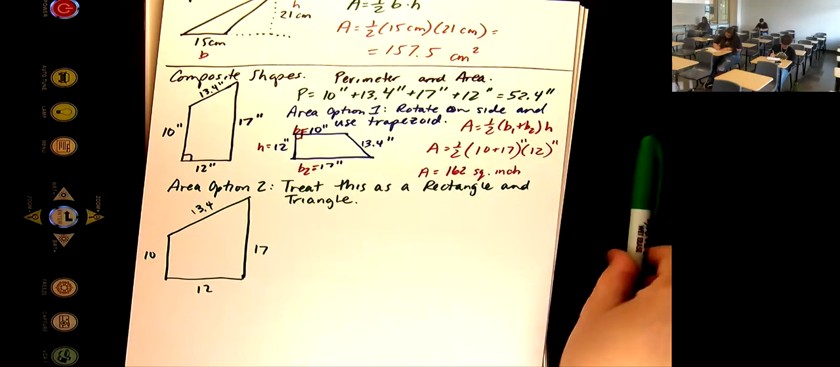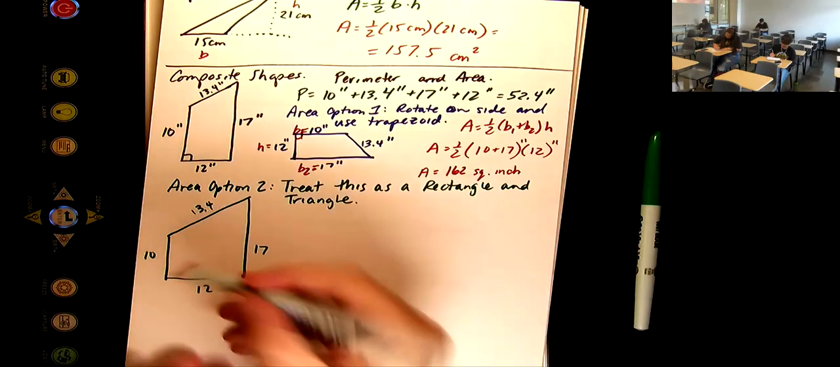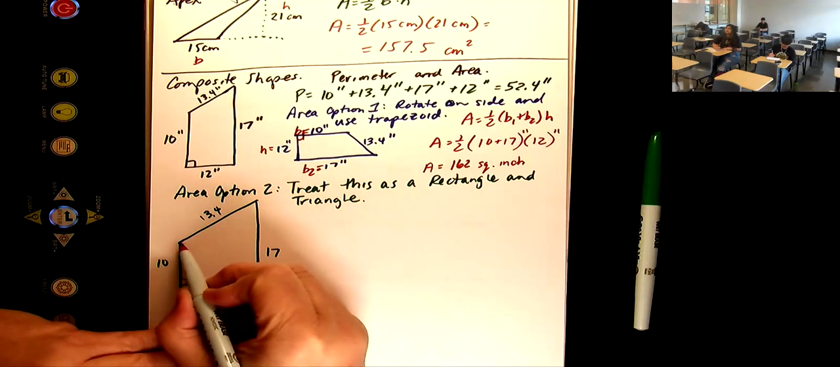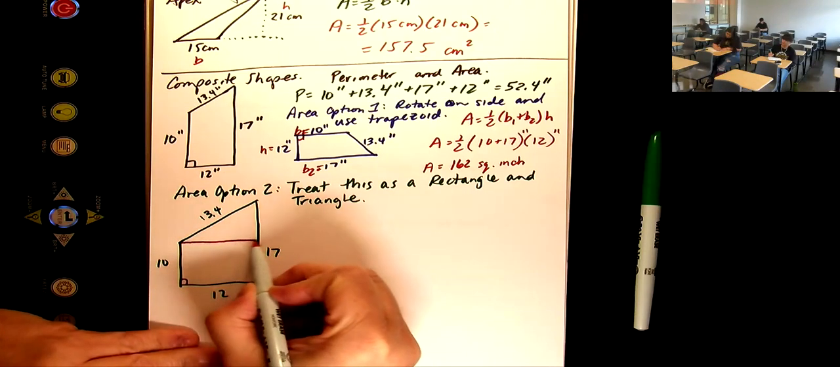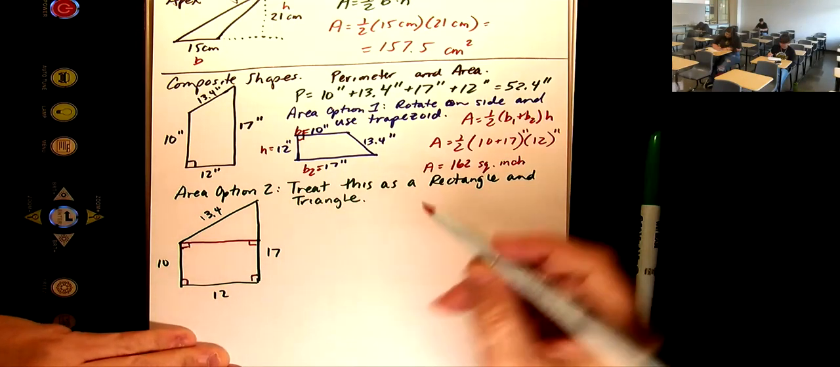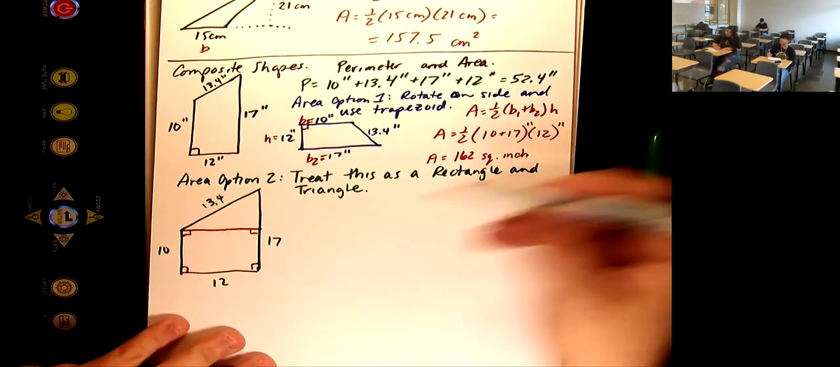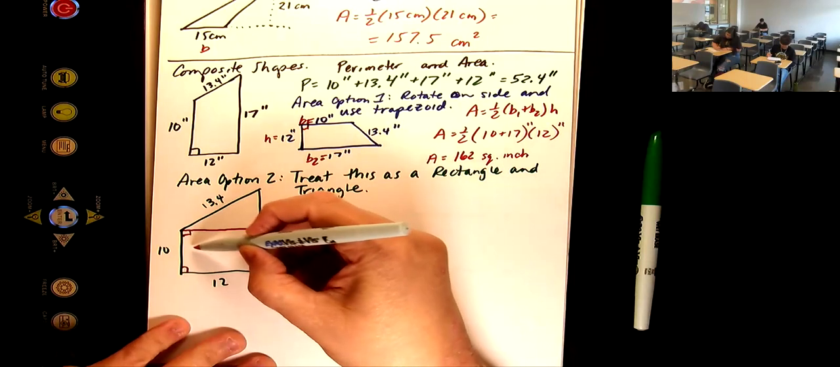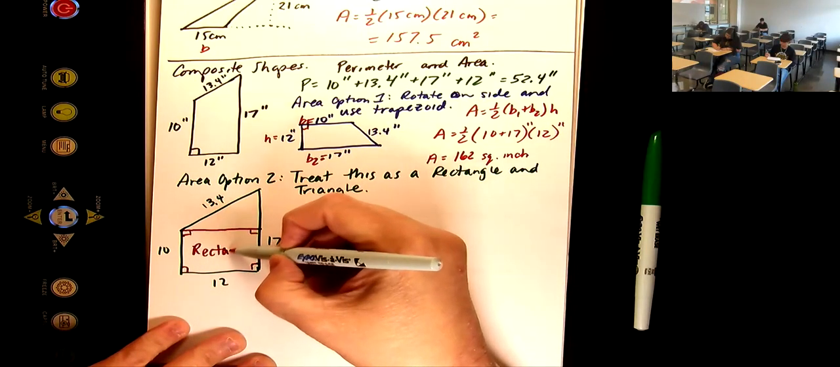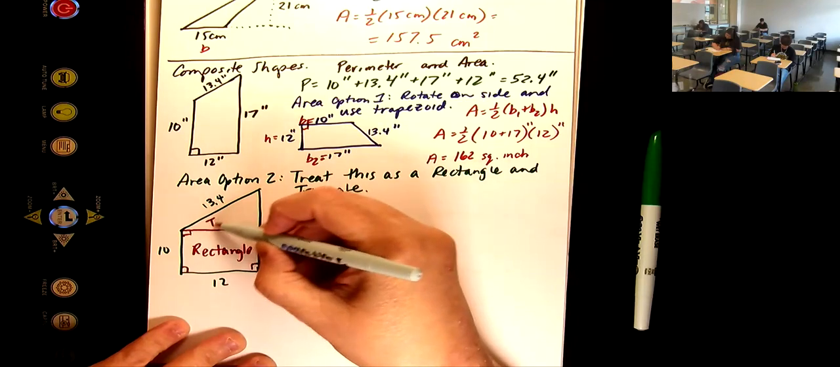If I make this into a rectangle and a triangle, what I can do is draw a line over like this and make these right angles. Now I have two shapes. I have a rectangle here, and I have a triangle right here.